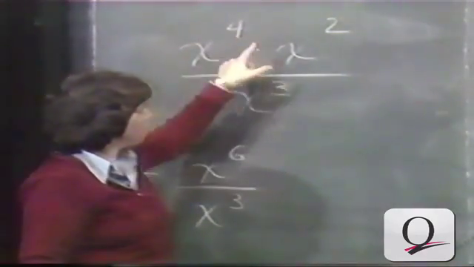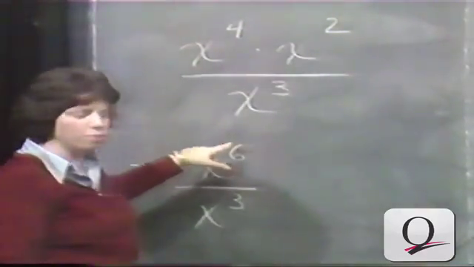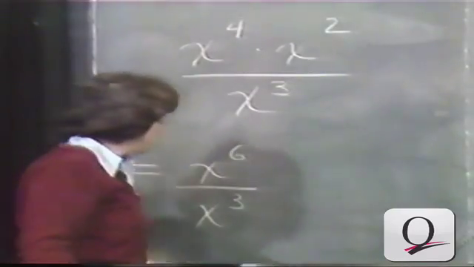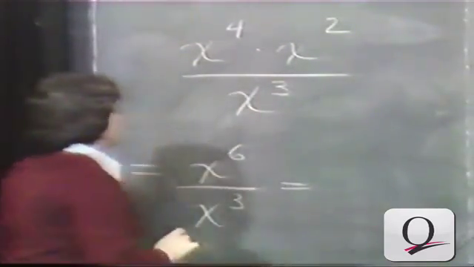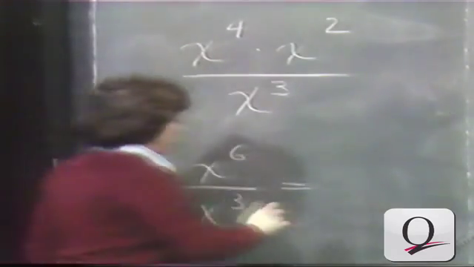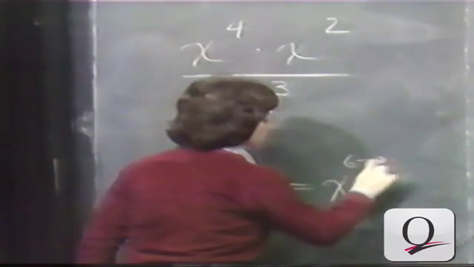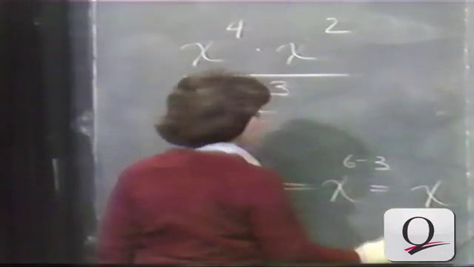Okay, it's x to the 4th times x to the 2nd. That's x to the 4 plus 2 or x to the 6th. Now dividing by x cubed, we use the second rule for exponents. X to the 6th over x to the 3rd is x to the 6 minus 3 for a final answer of x cubed.